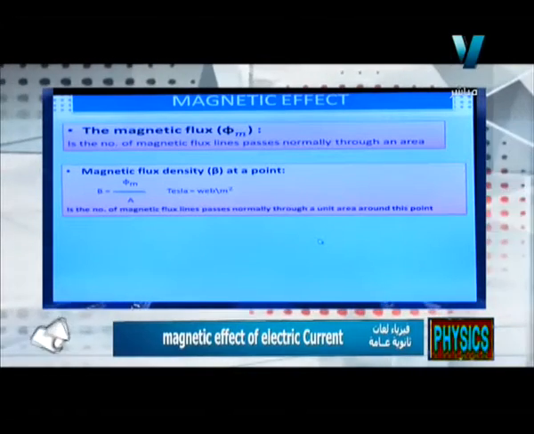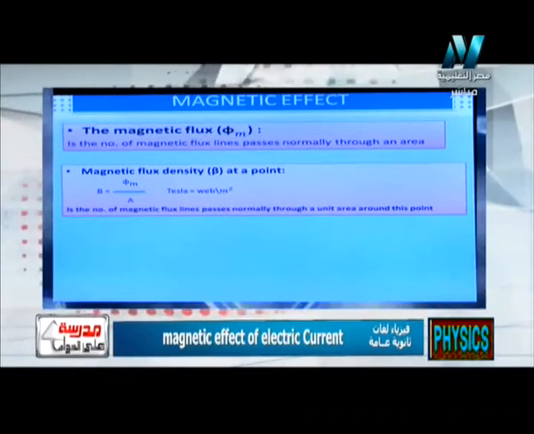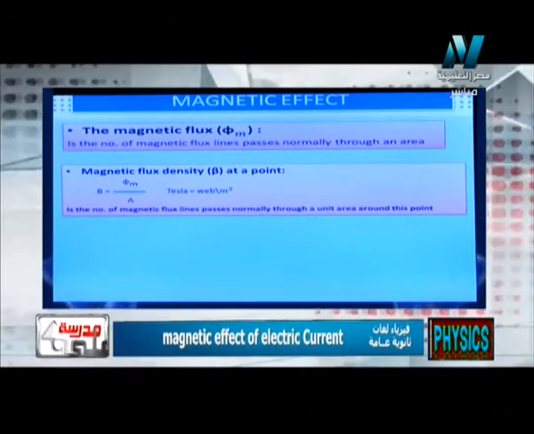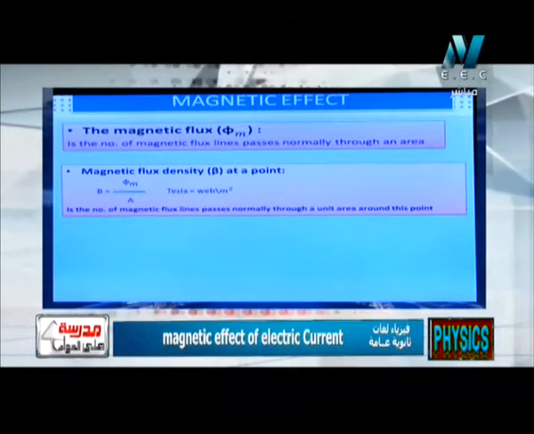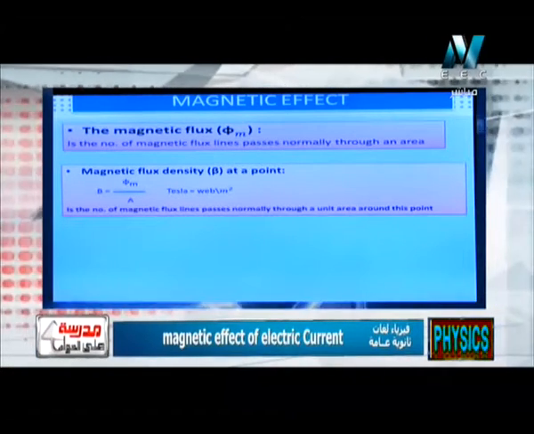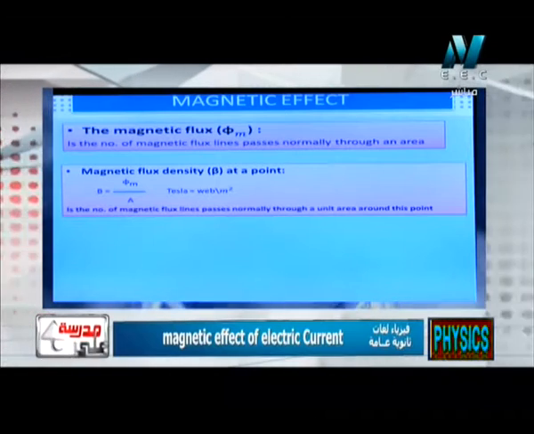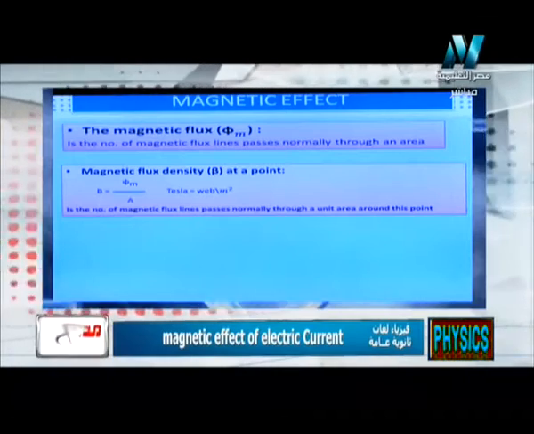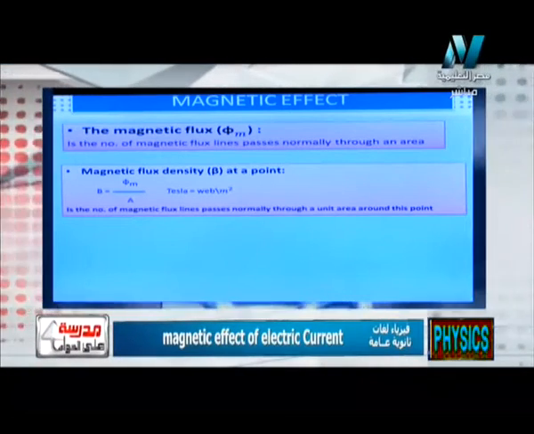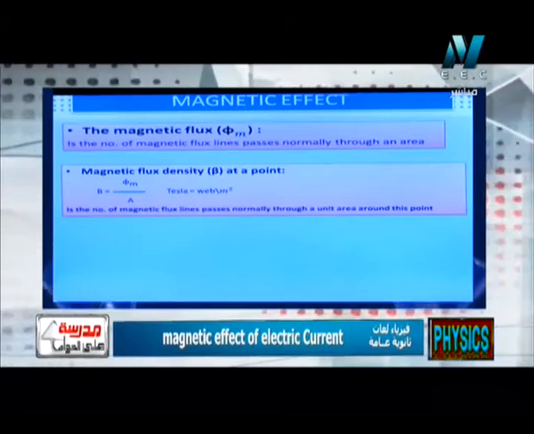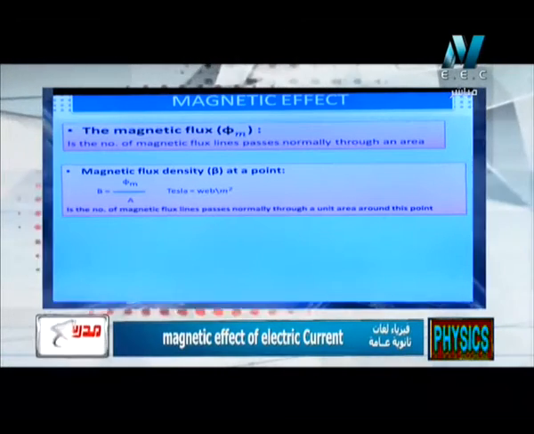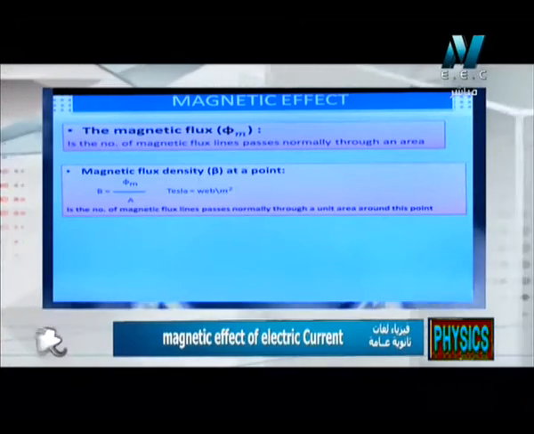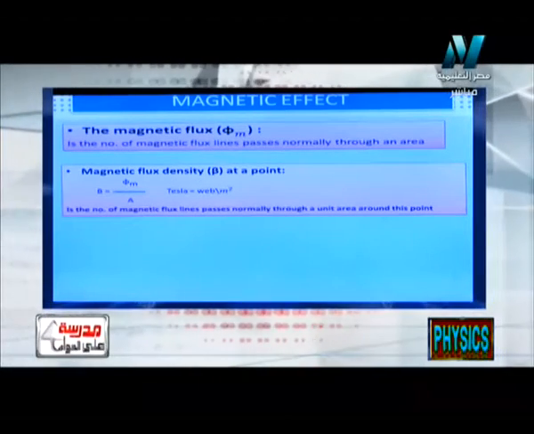But when we modify this concept to be the number of magnetic flux lines passes normally through a unit area, unit area means area of 1 meter squared, then we deal with magnetic flux density. So, what is the difference between magnetic flux and magnetic flux density? In magnetic flux density, we are dealing with a unit area. The symbol of magnetic flux density is beta. Beta equals phi divided by area.